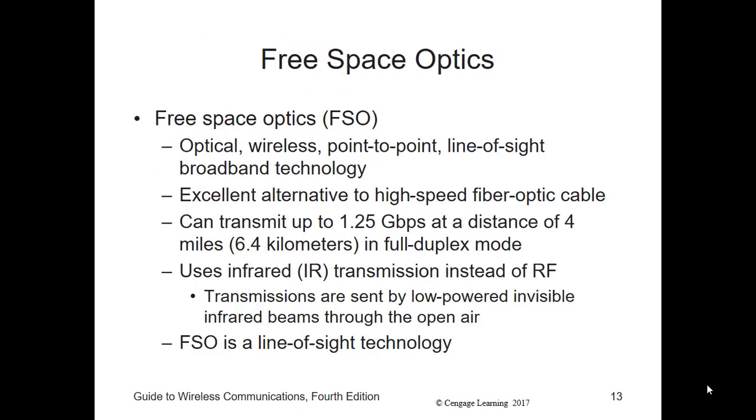Next, I want to discuss free space optics. It's an optical wireless point-to-point line-of-sight broadband technology. It was originally developed over 30 years ago by the military. It's become an excellent alternative to high-speed fiber optic cable for short distances. Currently, it can transmit at speeds comparable to low-end fiber, reaching up to 1.25 gig per second at a 4-mile distance, which is crazy, and that's in full duplex mode. We're looking at speeds of hitting 10 gig per second.